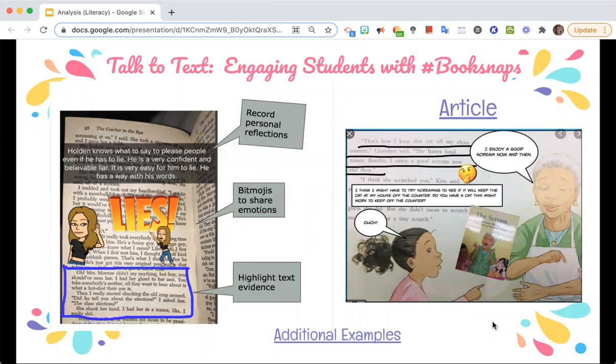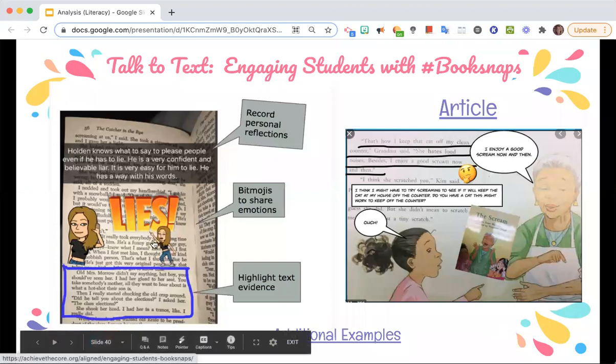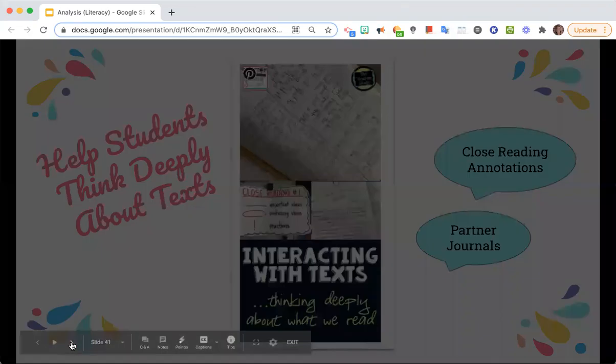I have on here some resources, again, linked within this slide. You see two examples on the screen. There's an article on it as well as some additional examples. But essentially, students take a picture of the page, they add captions, they add Bitmojis, they mark it up. They're really interacting with the text, and it's really a great strategy for students to do some deep thinking and analysis.